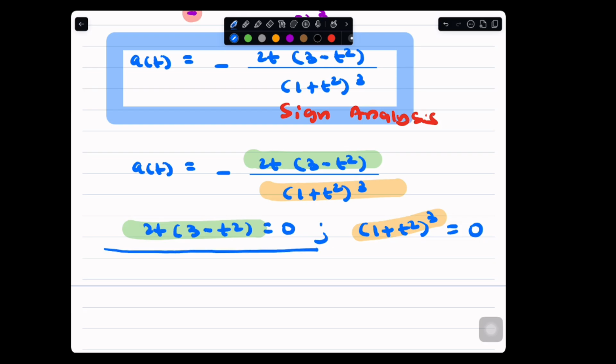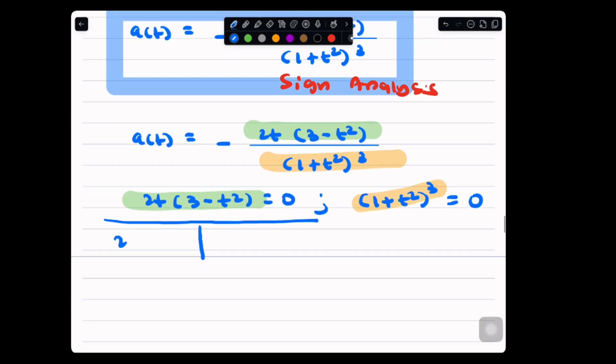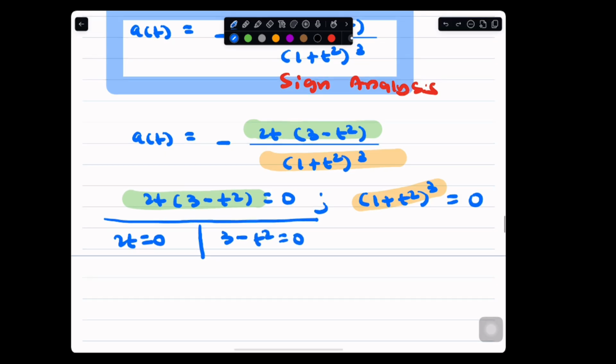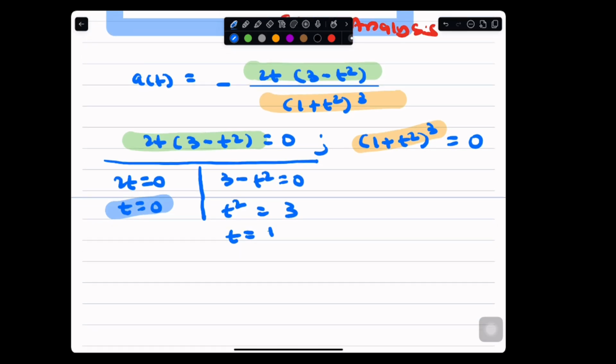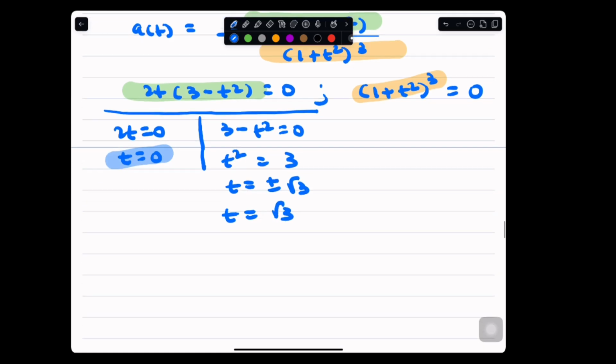And now here, that means 2t is 0. It means 3 minus t squared is 0. This means t is 0. Good. I like that. The second equation, this is by zero product rule using algebra to solve an equation. That's t squared is 3. Square root formula, t is plus or minus the square root of 3. That means t is positive square root of 3.